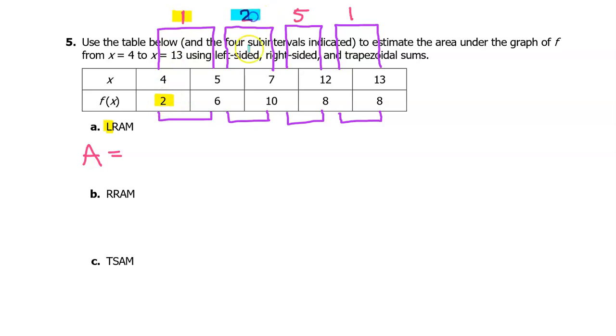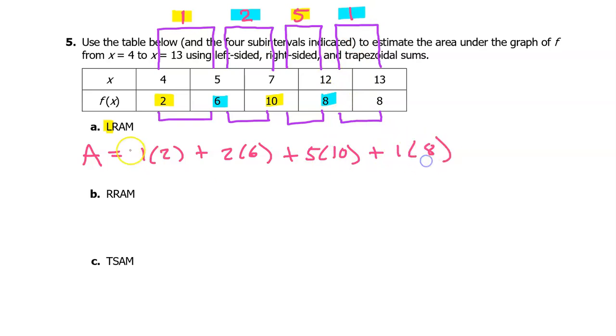For this interval, we're going to use the 6. For this interval, we're going to use the 10. So it's always the left. And for this interval, we're going to use the 8. So here we go. Base times height. So we're going to have 1 times 2 plus 2 times 6 plus 5 times 10 plus 1 times 8. And that's it for left rectangle approximation.